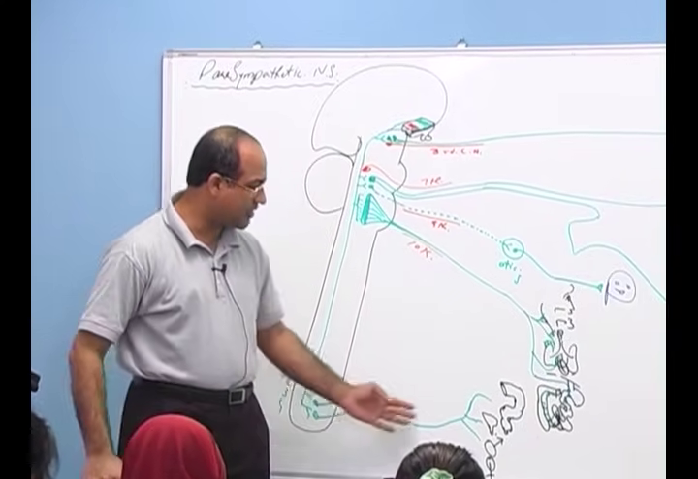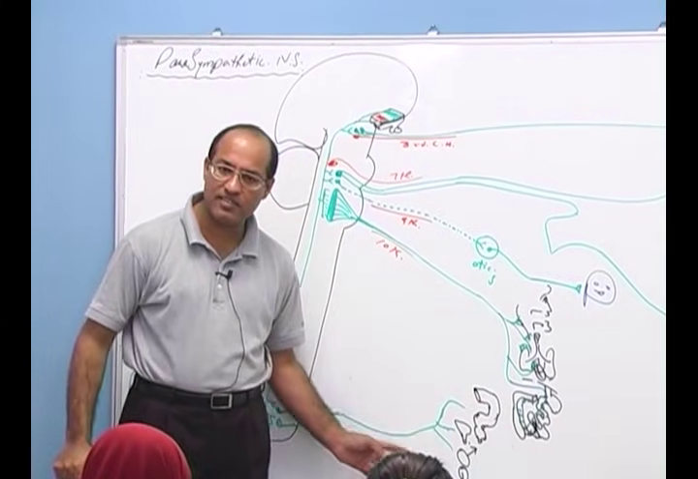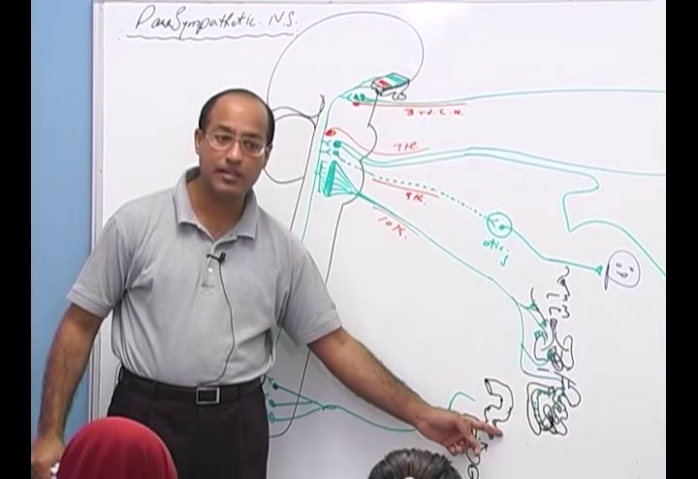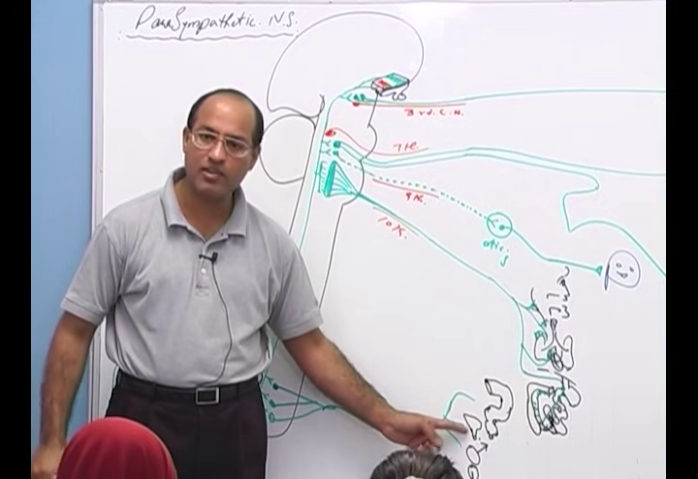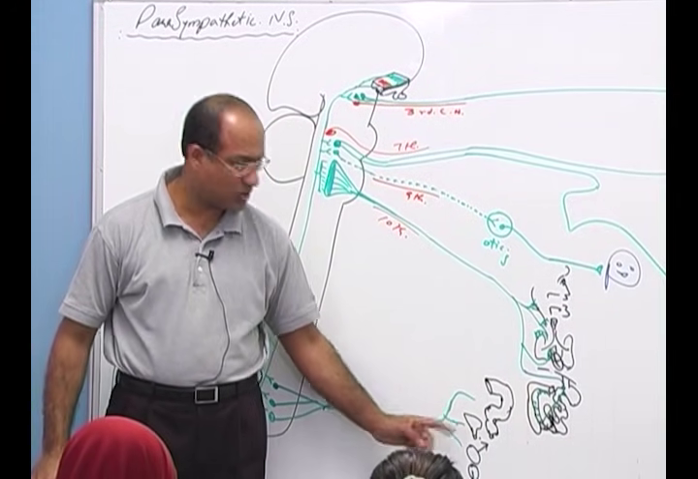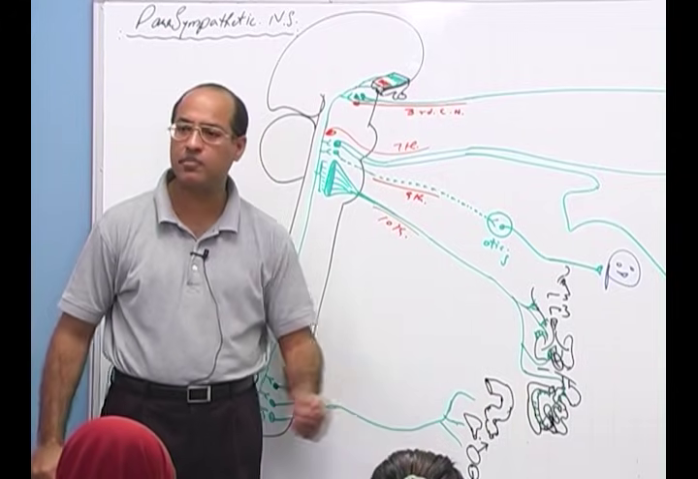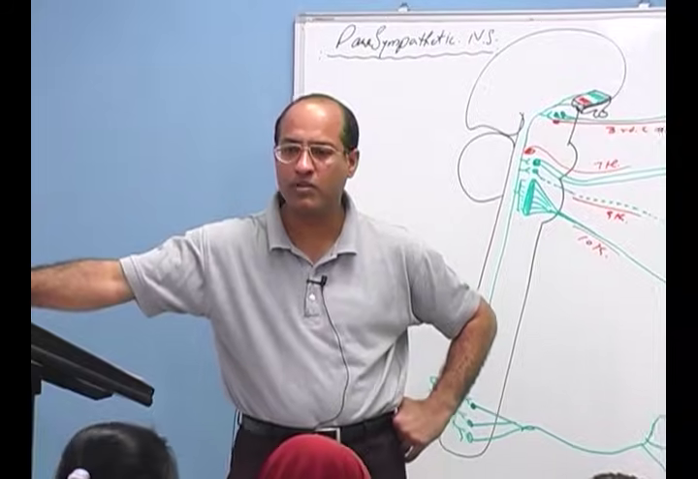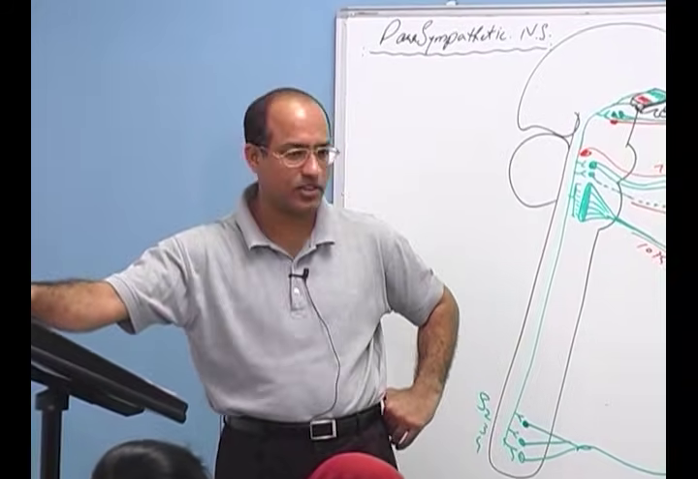Okay. And there's no fun in telling that these fibers are motor to the last part of GIT leading to defecation, and to the bladder they will lead to micturition, and for the genital activity in the male, parasympathetic activity will lead to erection, and in female that will lead to vaginal secretions, right?